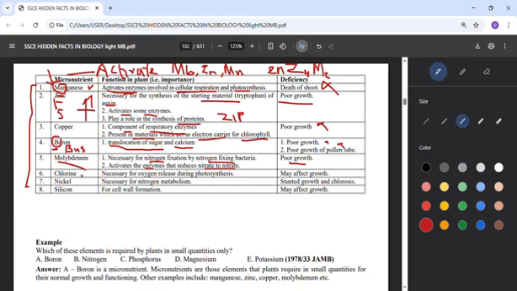Then we move to chlorine. Chlorine is necessary for oxygen release during photosynthesis. So it can also affect growth. Nickel. Nickel is necessary for nitrogen metabolism. So we can use the N and the N. Remember N for nitrogen, then Ni from the Ni of nickel. So nitrogen, nickel. Once it's missing, there will be stunted growth and chlorosis.